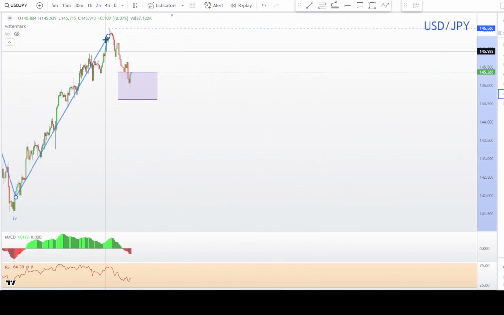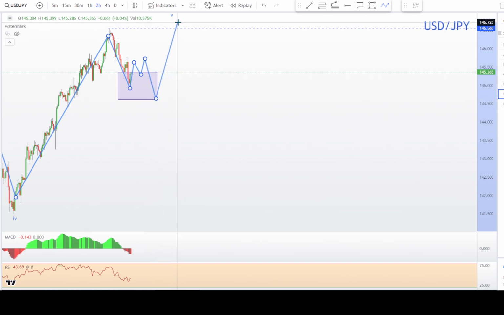All right, and now it looks like this is a leading diagonal. You got 1, 2, 3, 4, 5 to there. So I'd expect a little, oh, it could be a real high correction, but at least a little 3-wave correction, one more down, and then go and break that high one more time.